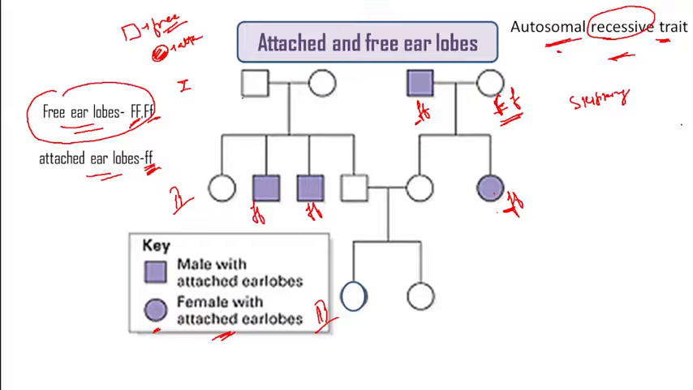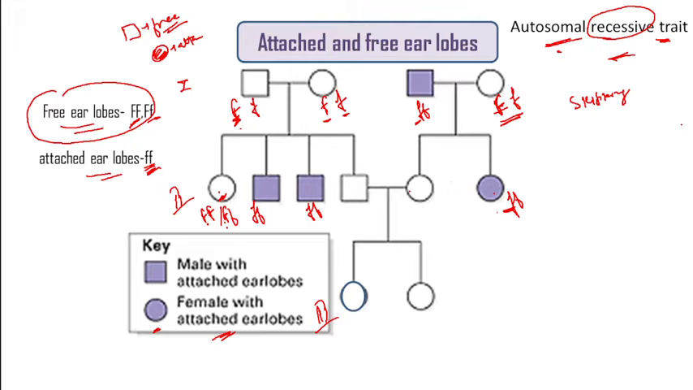Now let's come here. The small f would have come from here, the small f would have come from here. The other allele is capital F, capital F. In this particular individual, it may have had the genotype capital F capital F or capital F small f, because if this person inherited capital F from here and capital F from here, then only the person has free earlobes. If the individual inherited one capital F and one small f from here, in this condition also the person would have had free earlobes.